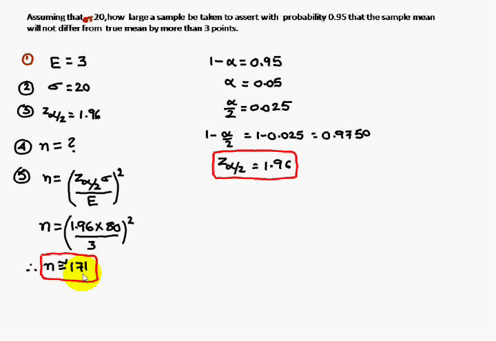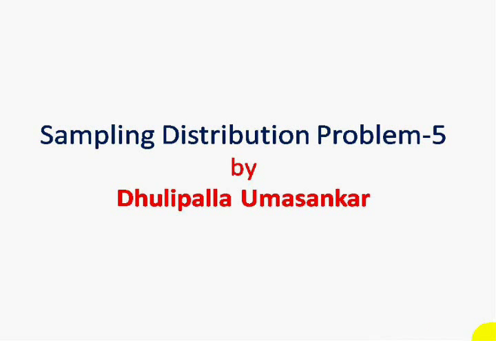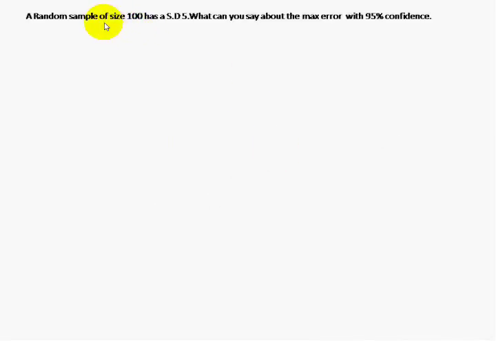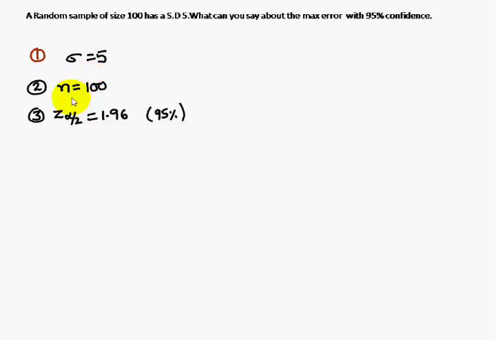Today we are going to discuss a sampling distribution problem. The problem he has given is a random sample of size 100 has a standard deviation 5. What can you say about the maximum error with 95% confidence? Standard deviation 5 he has given and sample size 100 he has given. Z alpha by 2 value is 1.96 for 95% confidence.